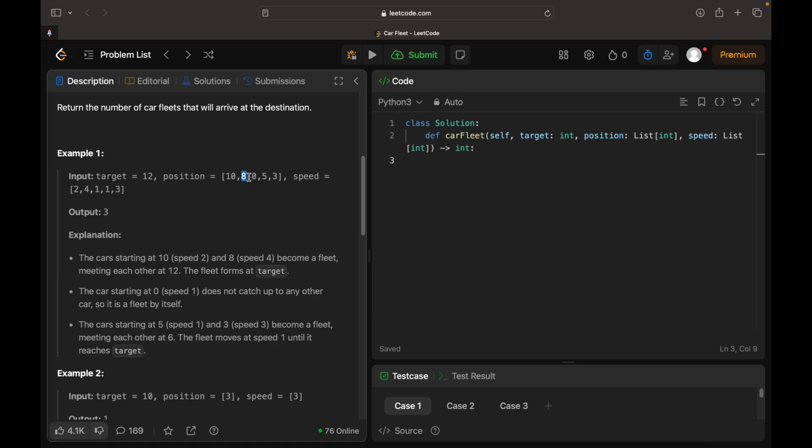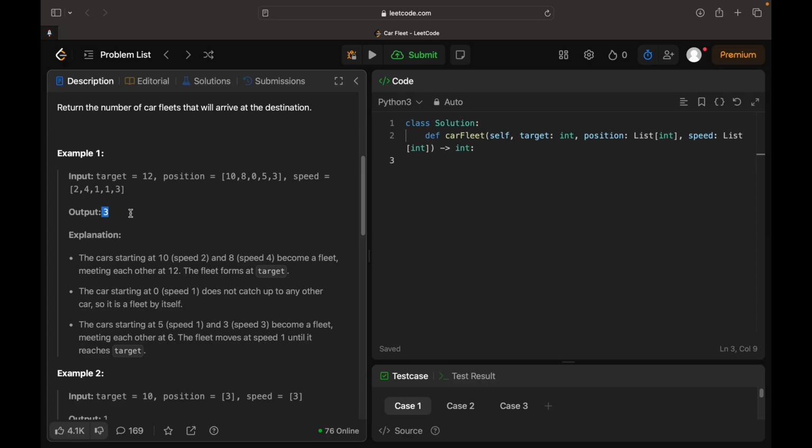The same goes for this: 8 plus 4 will give us 12. But for 0, we'll have to increment it one by one. So at R1, we will be at 1 kilometer position. At R2, we'll be at 2 kilometers. At R3, 3 kilometers. At R4, 4 kilometers, and so on. So after 12 hours, we'll reach the target. So essentially what we want to return is 3.